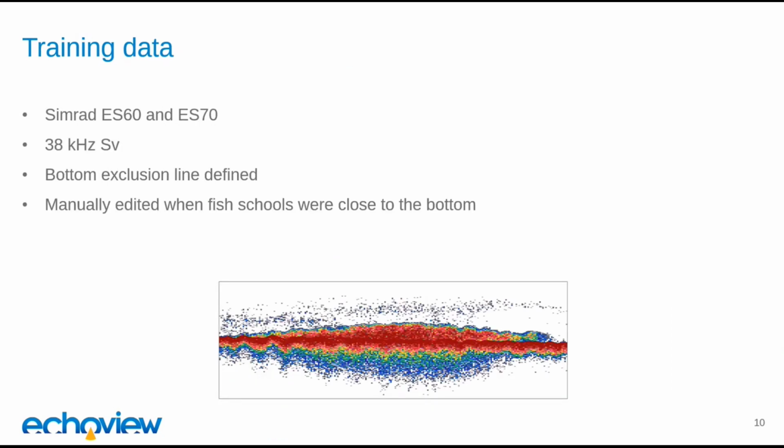So the training data that we used to build the model was Simrad ES60 and ES70 data, and specifically 38 kilohertz Sv echograms for that data. And as I mentioned, in the training data, the bottom exclusion line had been defined, and it had also been manually edited when fish schools were close to the bottom. How this model will perform on your data will really depend on how similar it is to the training data, because training data is everything when it comes to building machine learning models. So if you have other ES60, ES70, even EK60 data, pretty similar in characteristics to this training data that we've worked with, your results should be really good.